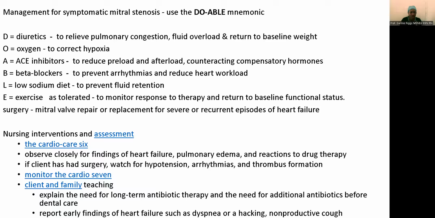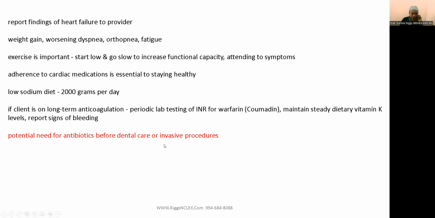We don't want to stress their heart, so the whole exercise thing has to be as tolerated. Any little exhaustion, stop. They may need to have the valves replaced. May not have an option but to do that. And they may need to be on long-term antibiotics. So this is a critically ill client, especially if we don't monitor this.